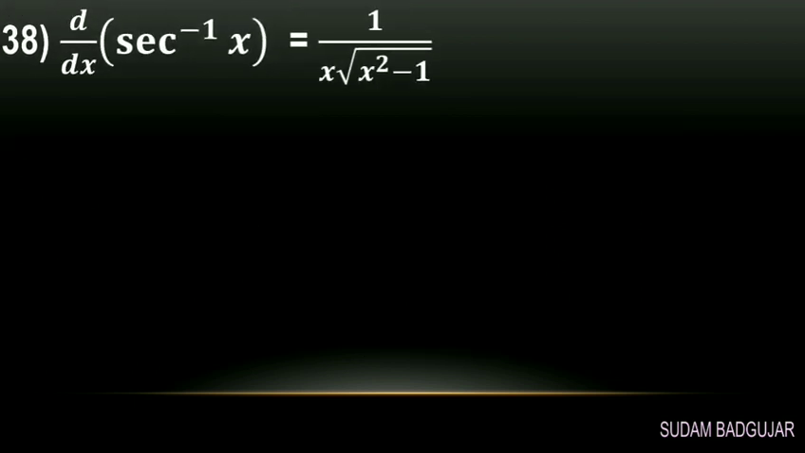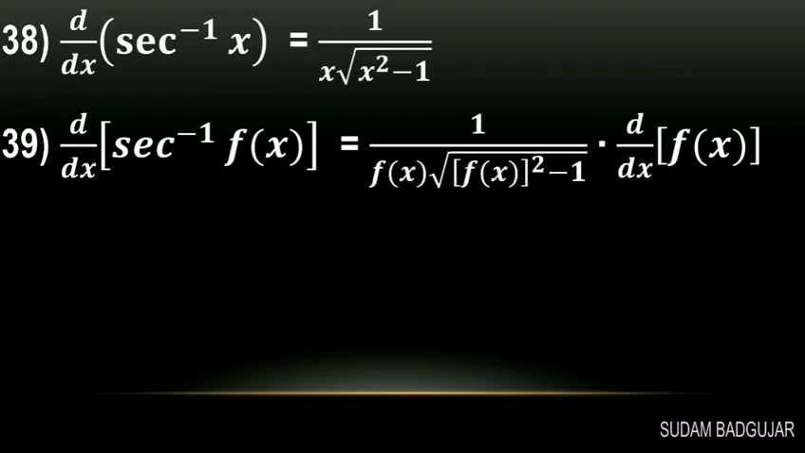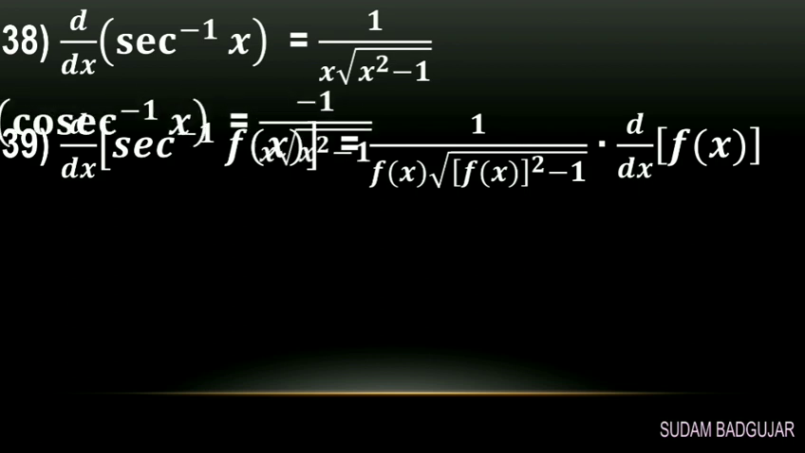Next formula is 38. The derivative of sec inverse x is equal to 1 upon x into under root of x square minus 1. The derivative of sec inverse of f of x is equal to 1 upon f of x into under root of f of x the whole square minus 1 into the derivative of f of x.